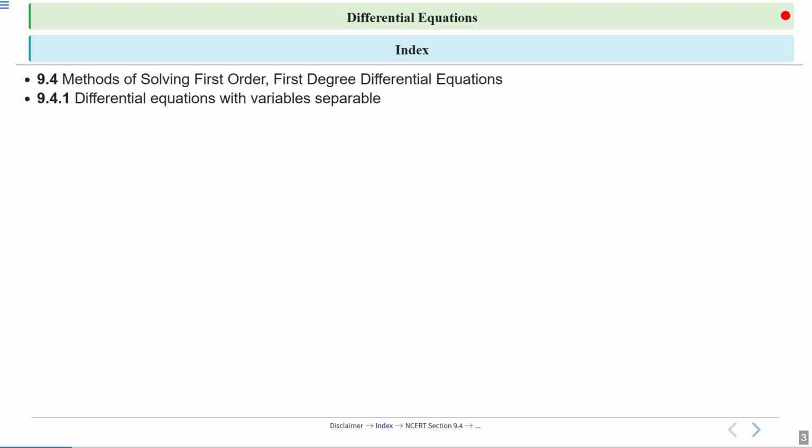First order means the highest derivative present in the differential equation is dy by dx, and also the given differential equation is polynomial in dy by dx. Then we can define degree, and the degree is 1, so the highest power of the highest derivative, that is dy by dx, is 1. So in today's lecture, we solve first order first degree differential equations by using the variable separable method.